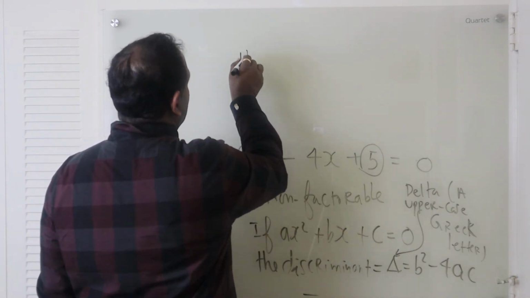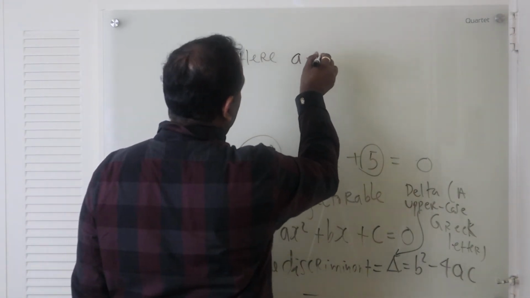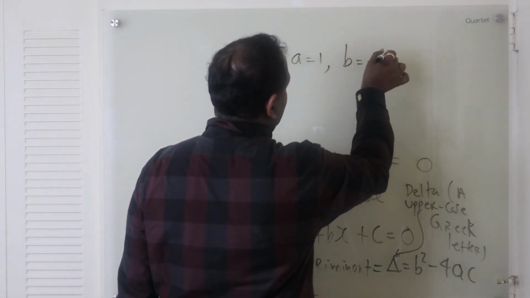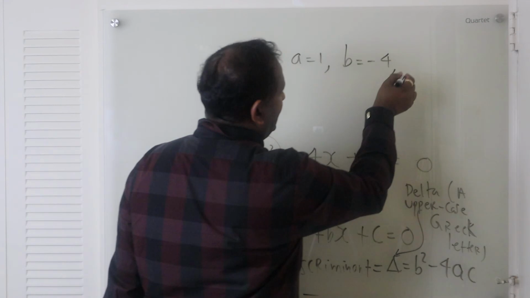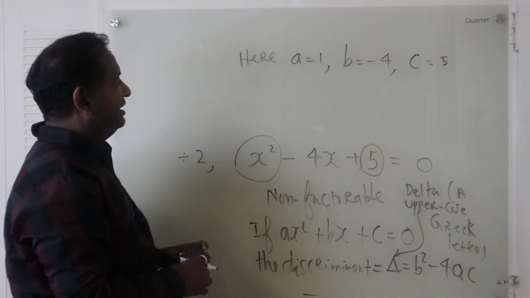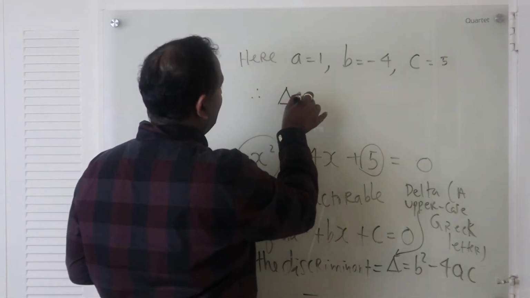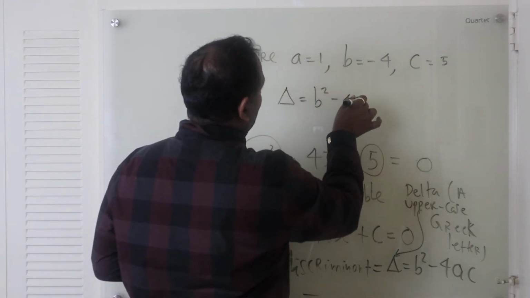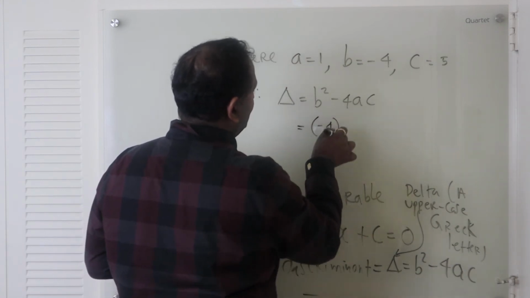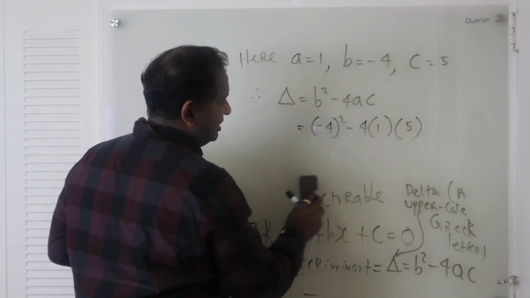In that form, you see a is 1, that's the coefficient of x squared, b is negative 4, and c is 5. You compare and figure out which values are for a, b, and c. Then we can calculate. Therefore, your discriminant is b squared minus 4ac. Let's plug in the values: negative 4 squared minus 4 times 1 times 5. Let's keep going.